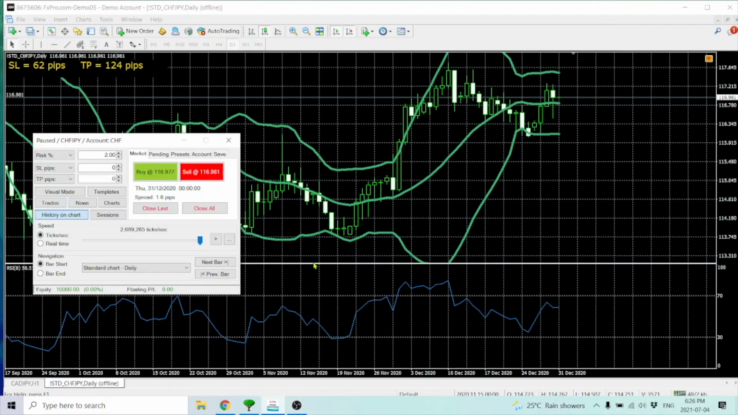All right, so hey, but guess what? I kind of went a little bit fast for some people. So let's do it again. Okay, Swiss Japanese yen, January 1st, 2021. Let's go.